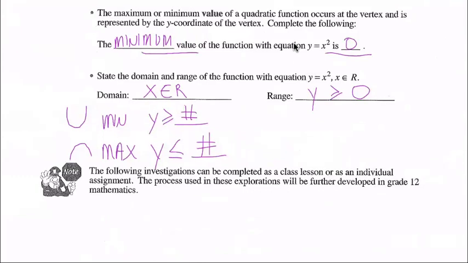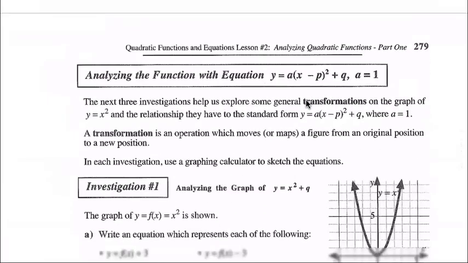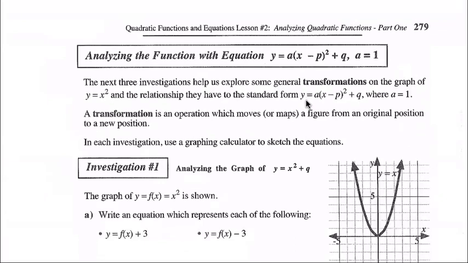Note, the following investigations can be completed as a class lesson or as an individual assignment. The process used for these investigations, we don't need to worry about that. Over the page. Analyzing the function with the equation y is equal to (x minus p) squared plus q, where a is equal to 1.